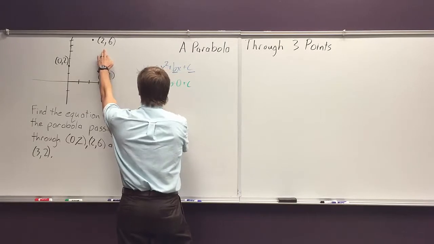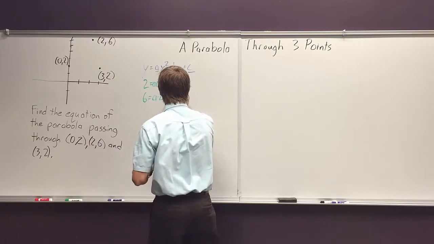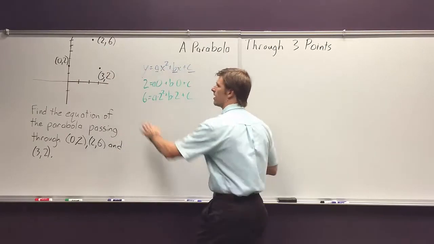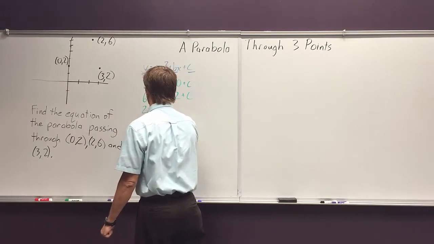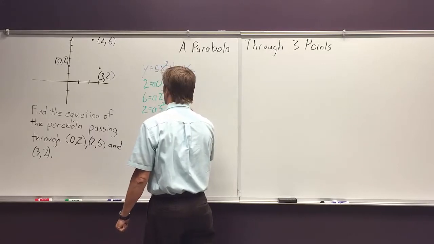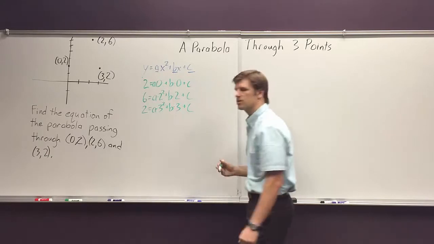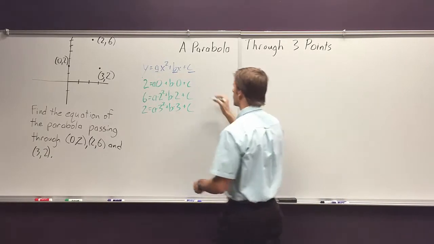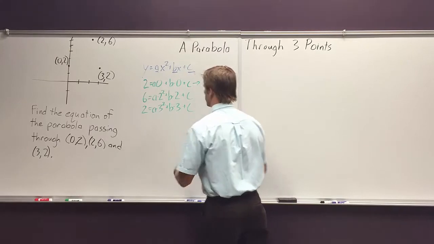Similarly, for this point, 6 equals a times 2 squared plus b times 2 plus c. And here I have 2 equals a times 3 squared plus b times 3 plus c. So I've just plugged in those values into this equation. Well, what do I get out? First off, notice from this line, I just get, as I said, c equals 2.